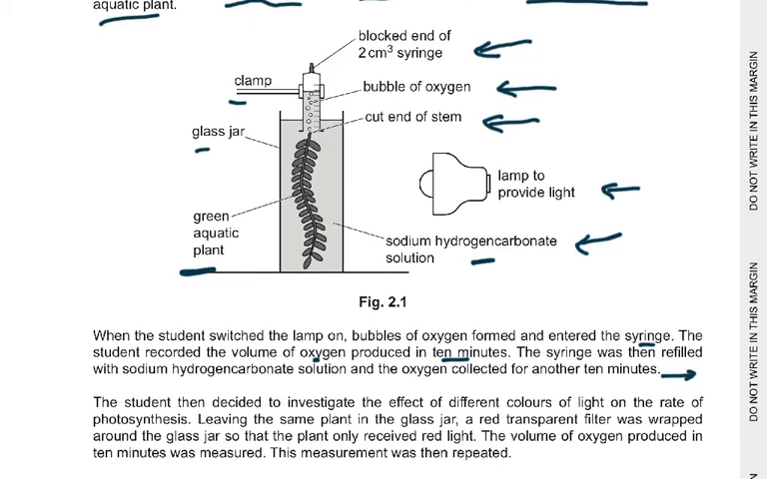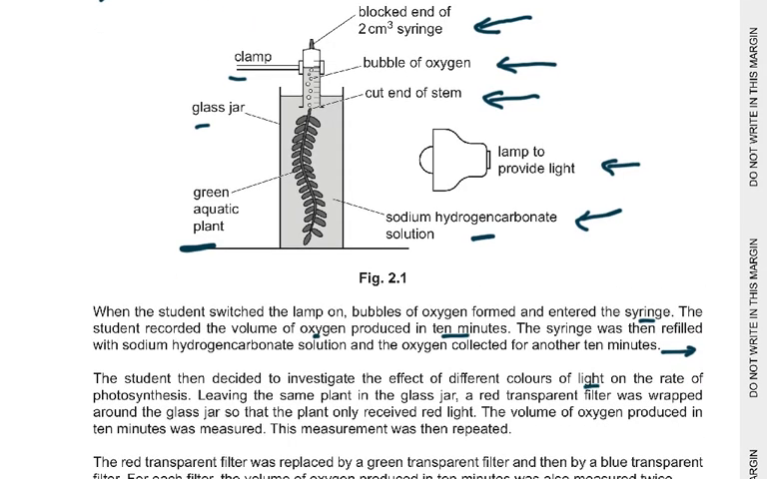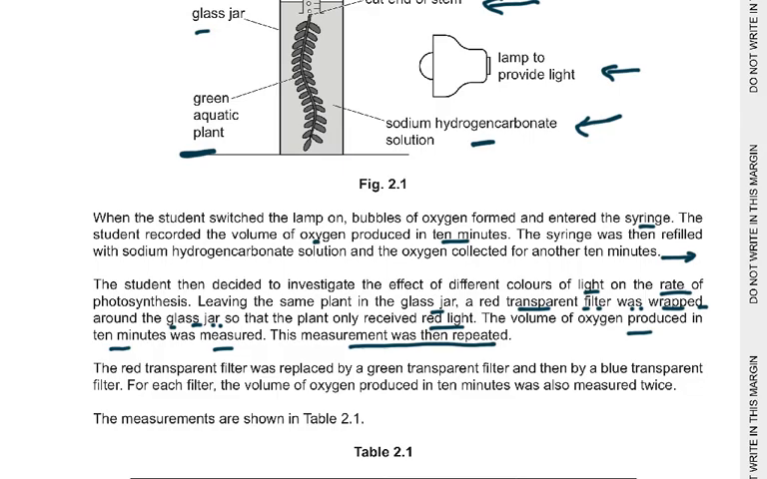The student then decided to investigate the effect of different colors of light on the rate of photosynthesis. Leaving the same plant in the glass jar, a red transparent filter was wrapped around the glass jar so that the plant received red light. The volume of oxygen produced in 10 minutes was measured. The measurement was then repeated. The red transparent filter was replaced by a green transparent filter and then by a blue transparent filter. For each filter, the volume of oxygen produced in 10 minutes was also measured twice. The measurements are shown in table 2.1.